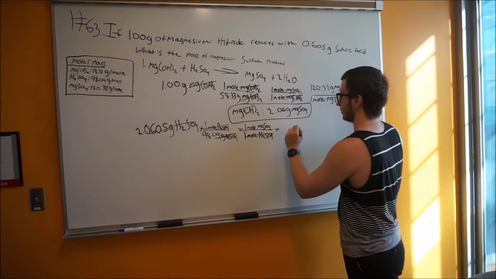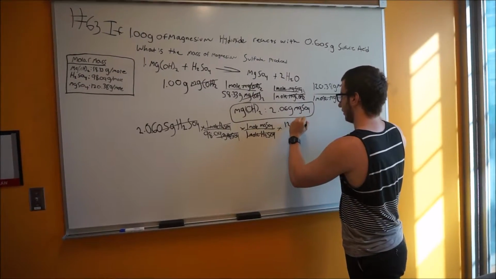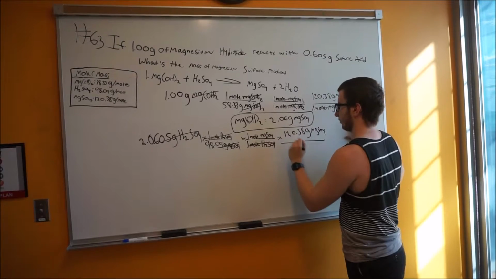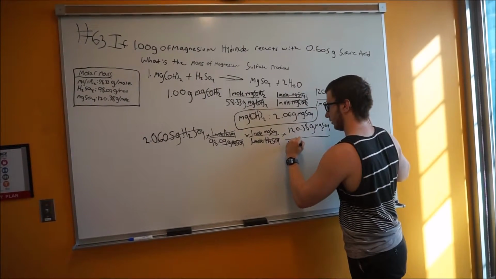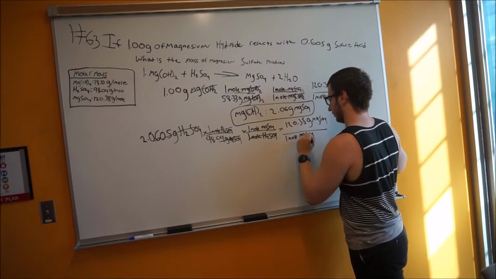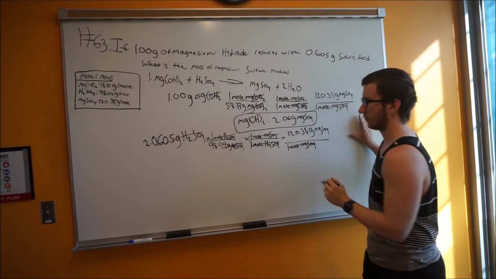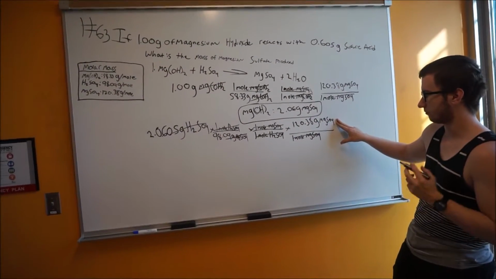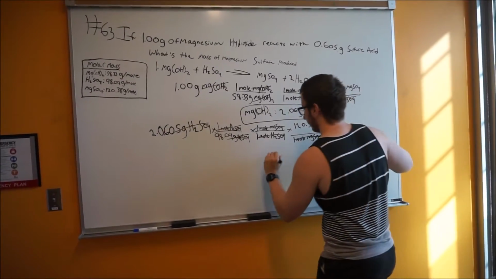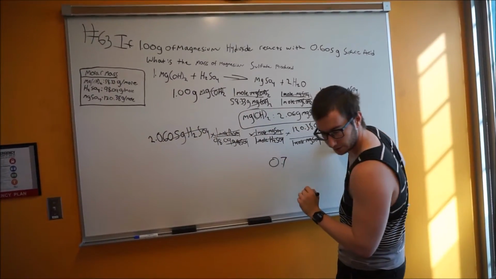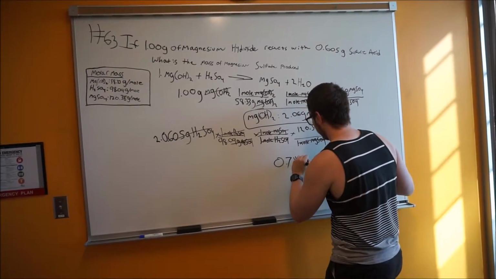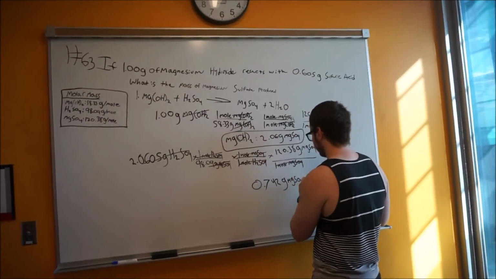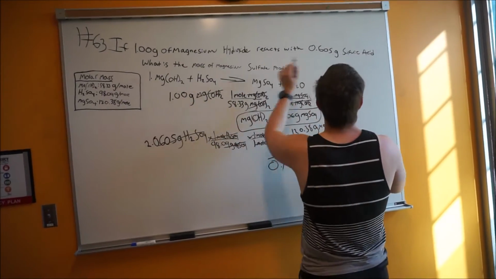So again, for that, we do 120.38 grams of MgSO4 divided by 1 mole of MgSO4. Cancels there, cancels there. You run this through your calculator all the way across, since it all ends up in grams of magnesium sulfate, and you end up with 0.742 grams of MgSO4. So that is what's yielded by our sulfuric acid.